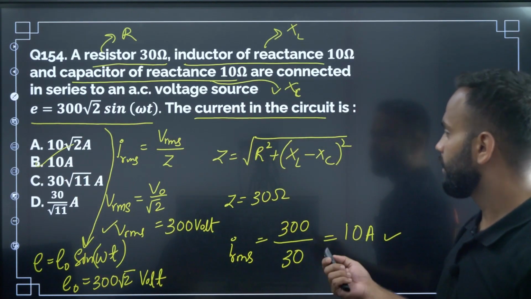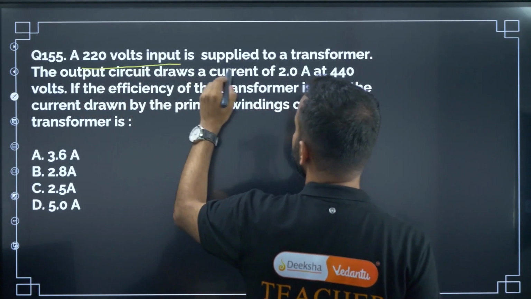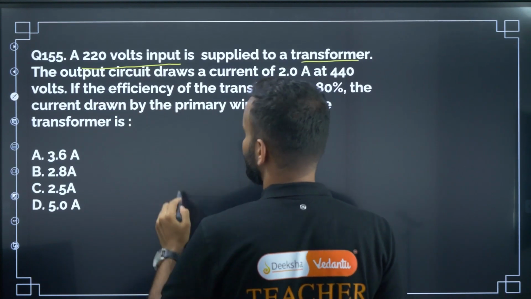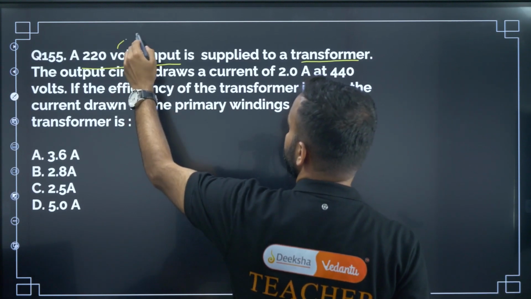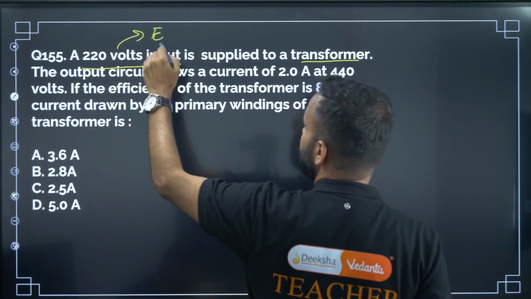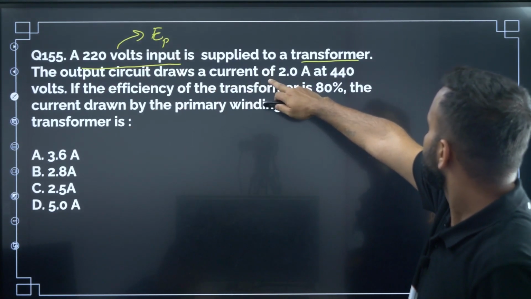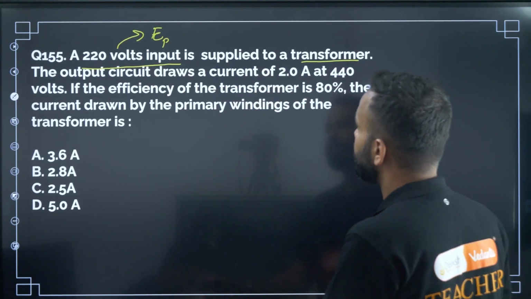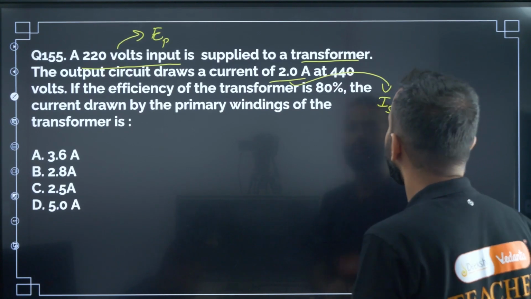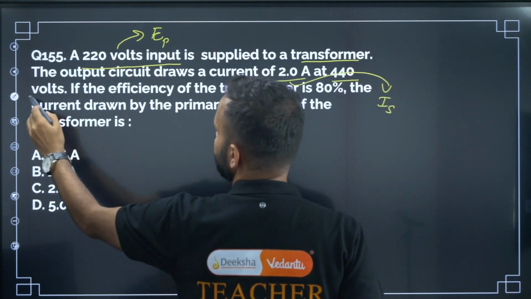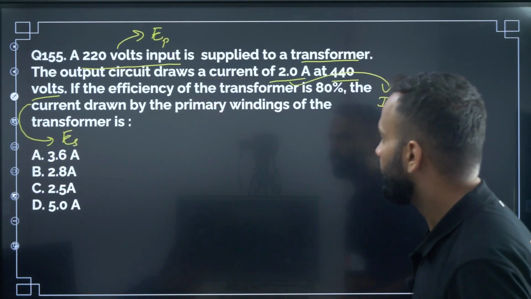Next question. This one is very simple one, right? The question says a 220 volt input is supplied to a transformer. So this question came from the topic transformer. So this is the voltage in the primary coil, right? 220 volts input is supplied to a transformer. The output circuit draws a current of 2 ampere, that is the current in the secondary coil, at 440 volt, the voltage in the secondary coil, or EMF in the secondary coil, right?